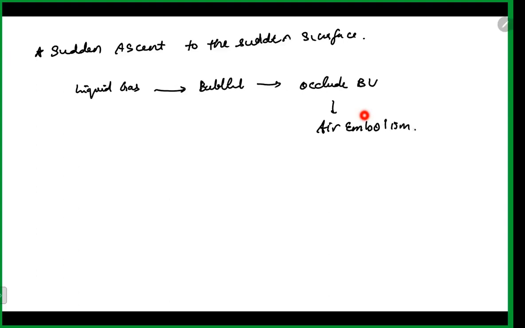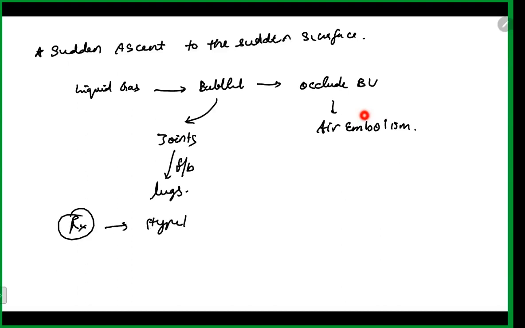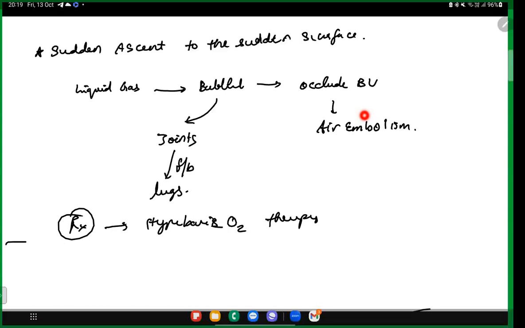That is the important point. Because of this, the bubbles will occur in the joints, followed by your lungs. So what is going to be the treatment? Treatment is very simple. Hyperbaric oxygen therapy. That is going to be the treatment of choice.